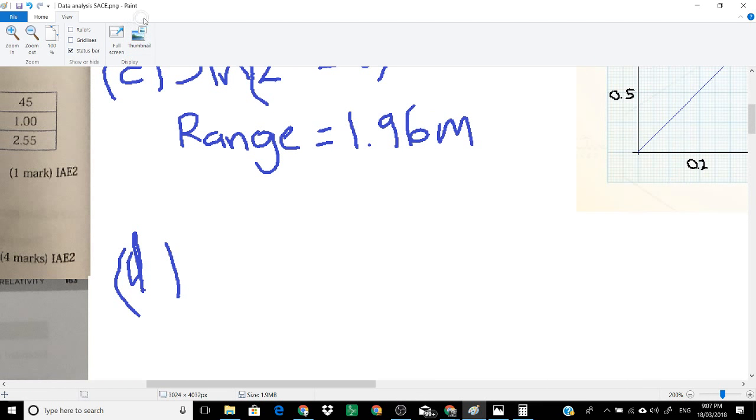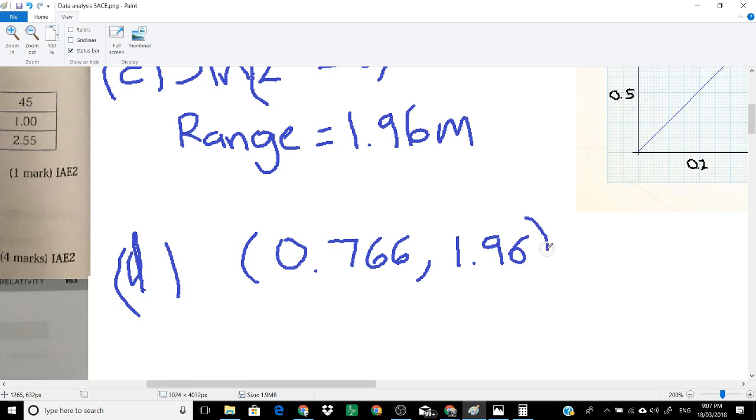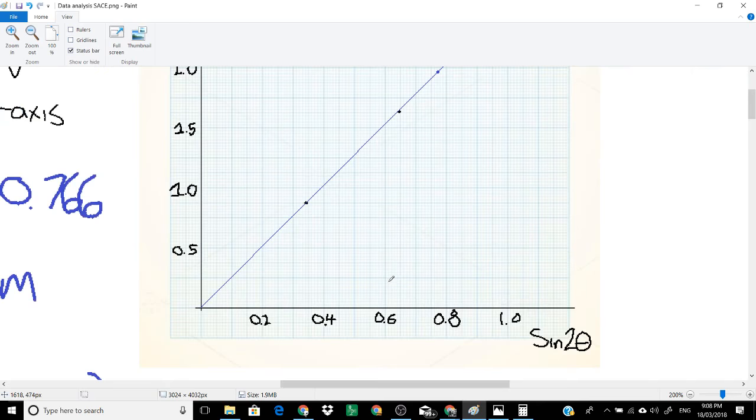So let's just go through data points. One data point is, I went to the trouble of finding this, so I might as well use it again. 0.766, and that goes with 1.96. Now, you're welcome to, on your line of best fit, pick a nice, easy value.